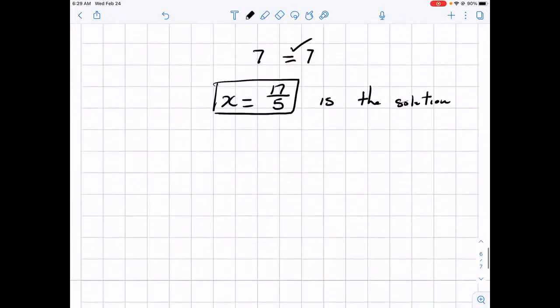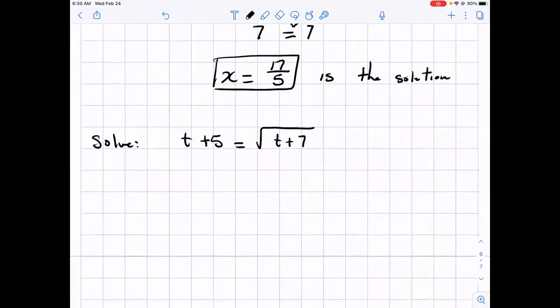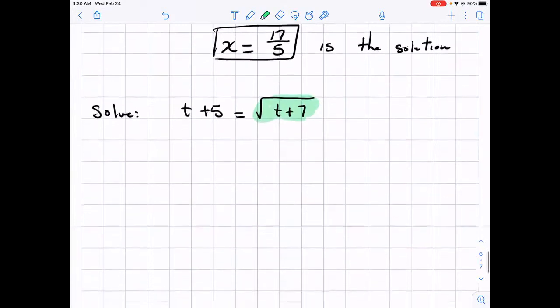Let's look at another example. So how about if we solve t plus 5 is equal to the square root of t plus 7. So remember, on one side of the equation, the root has to be by itself. Okay, we don't care on which side. So in this example, this root is by itself on the right side of the equation. So we can go ahead and square it.